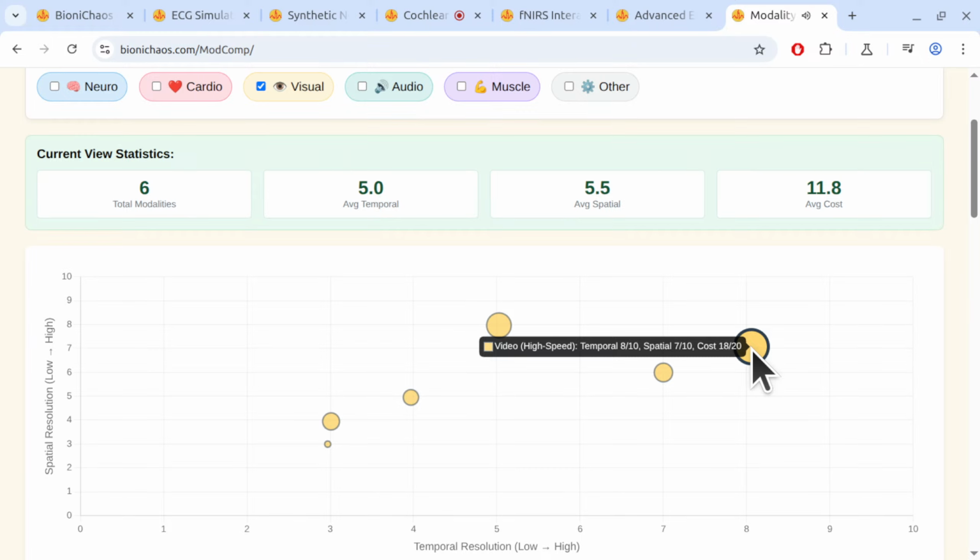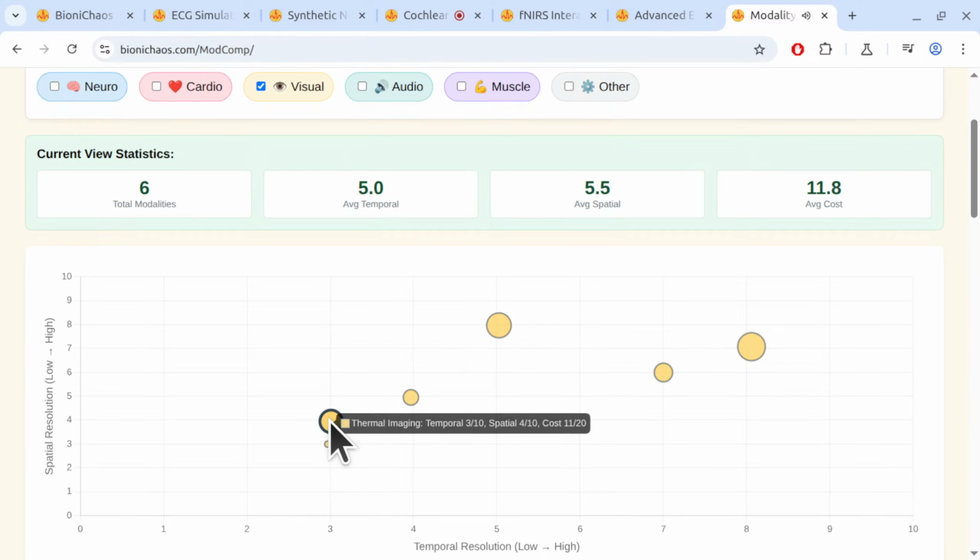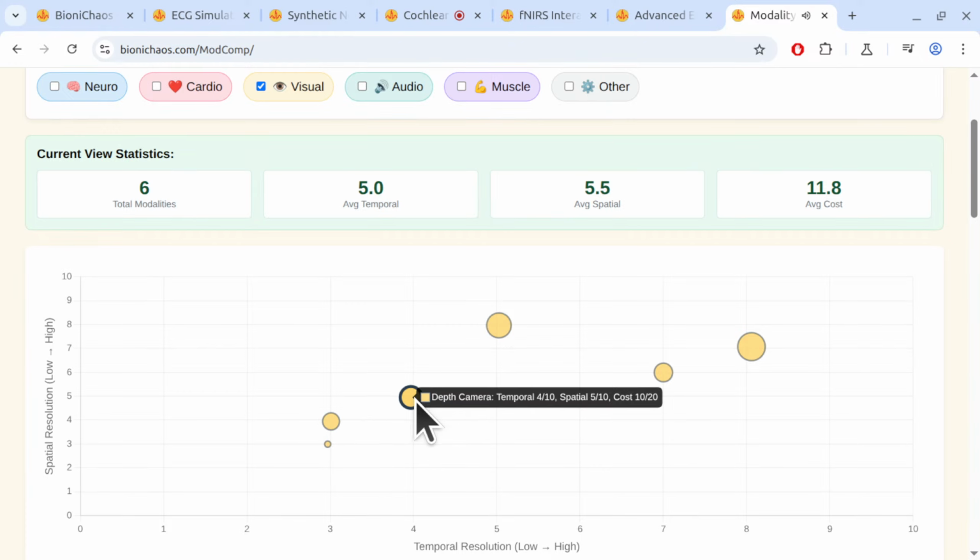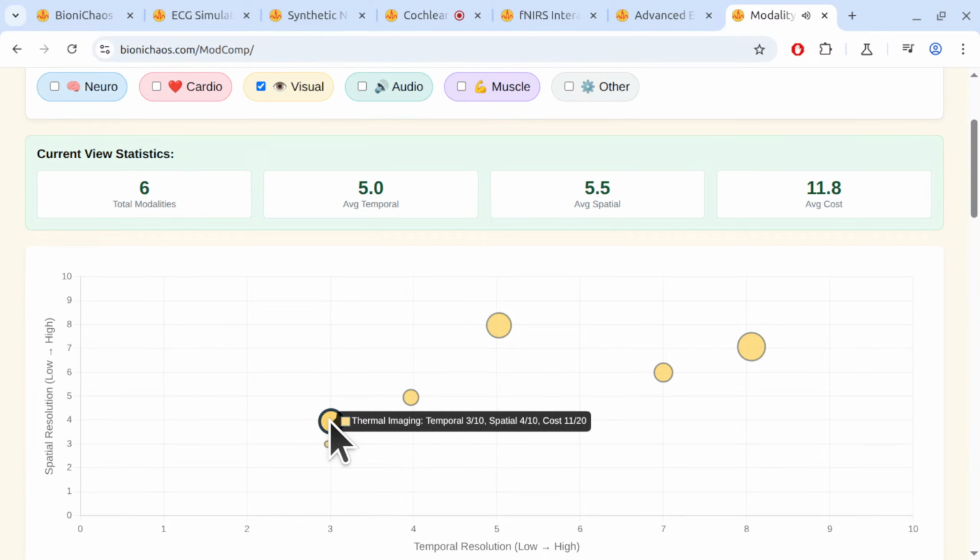So from a blurry video call to capturing every muscle twitch for virtual reality, there's a camera for basically every need and budget. Pretty much. Yeah. And don't forget thermal imaging. Different kind of visual. 3 temporal, 4 spatial, 11 cost. Seeing heat signatures, useful for stress detection, medical diagnostics, seeing the world in infrared. Kind of cool. Literally cool or hot, depending.